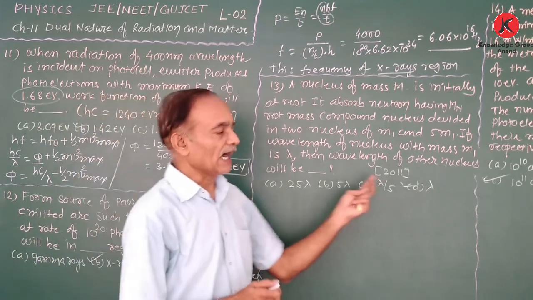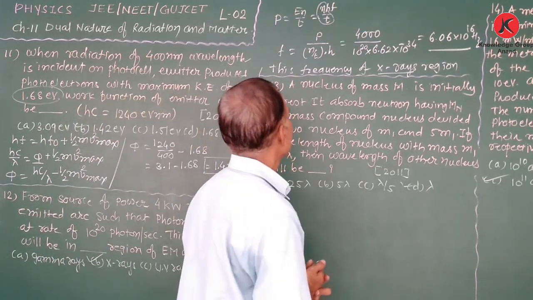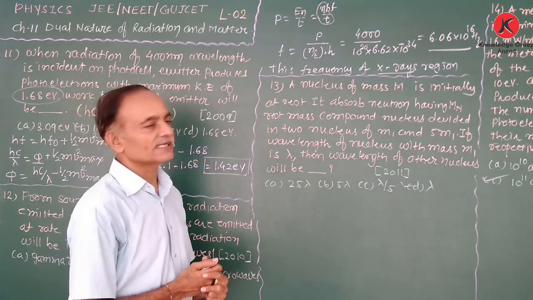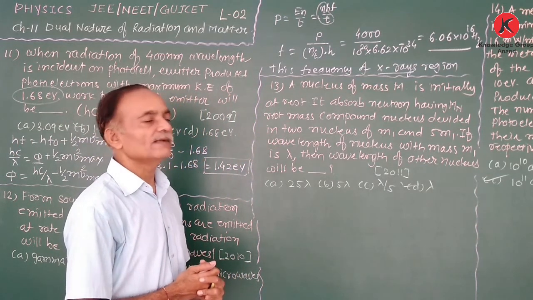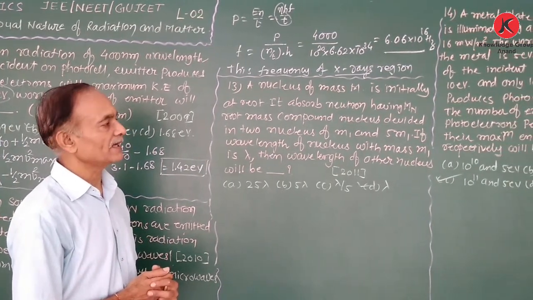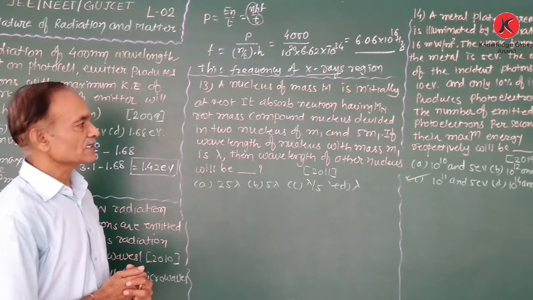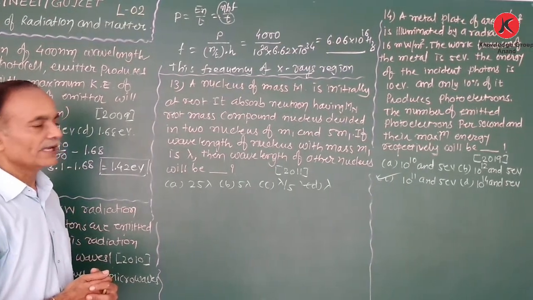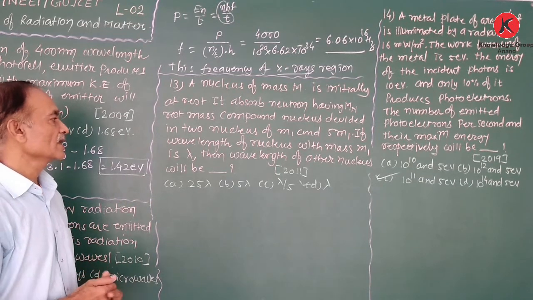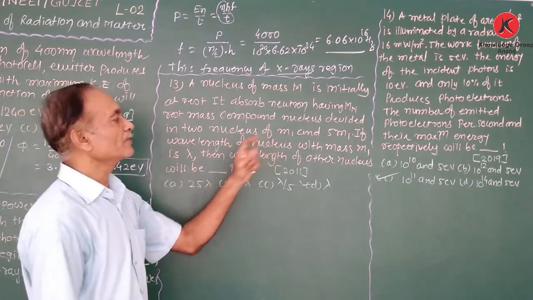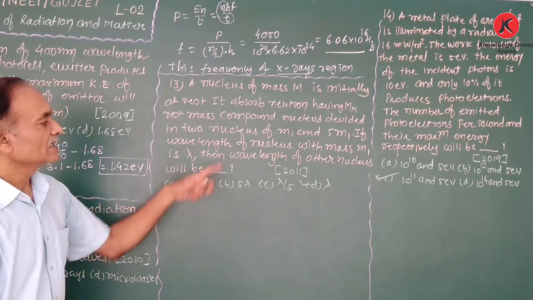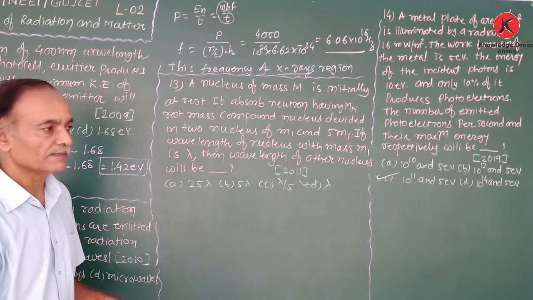After that, the next question was asked in 2011. A nucleus of mass capital M is initially at rest. Therefore, initial momentum is 0. It absorbs a neutron having rest mass capital Mn, and the compound nucleus is divided into nuclei of mass M1 and πM1. If the wavelength of the nucleus with mass M1 is lambda, then what will be the wavelength of the other nucleus?